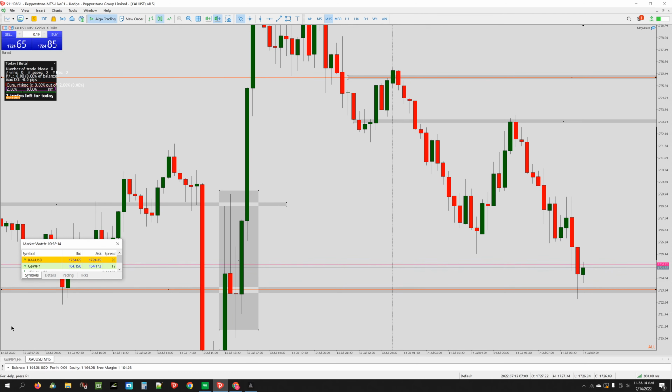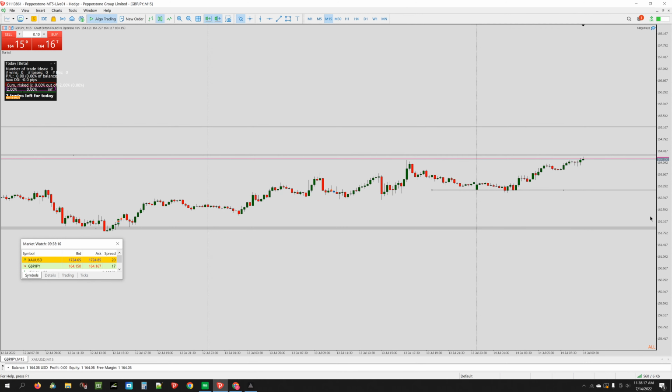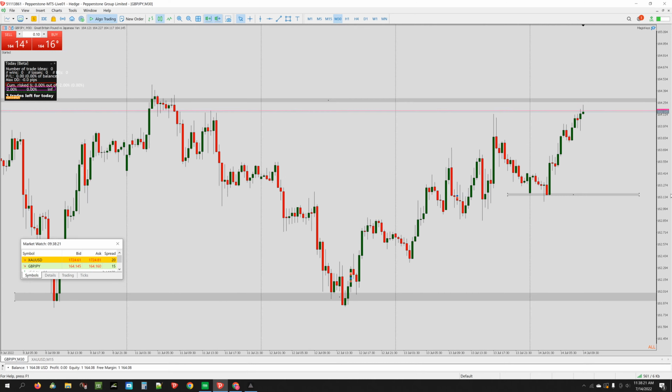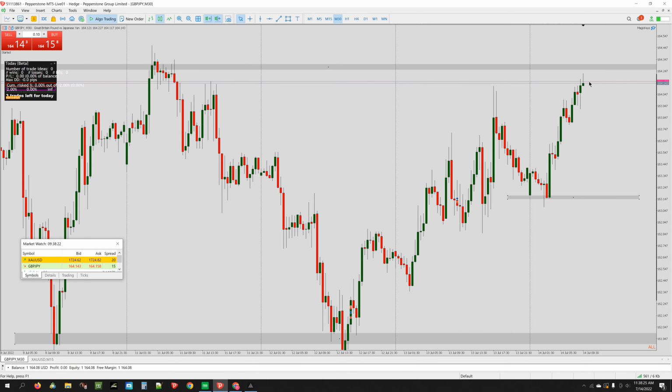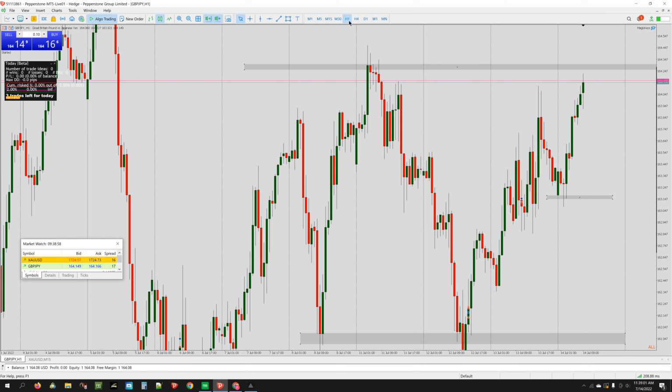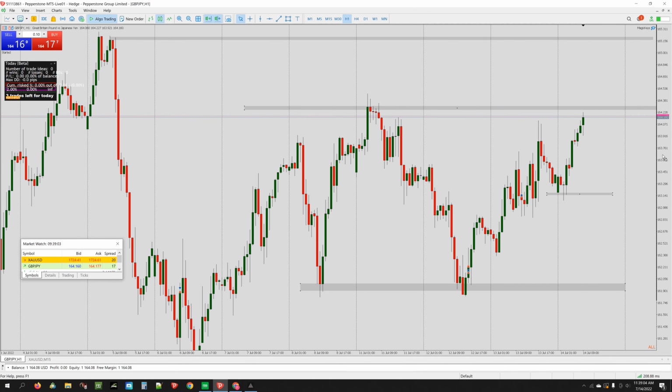For now, there is nothing in gold, nothing in GJ. It is very tricky at this point to trade GJ because we have big ranges today. We will be looking to see how we can trade big ranges.